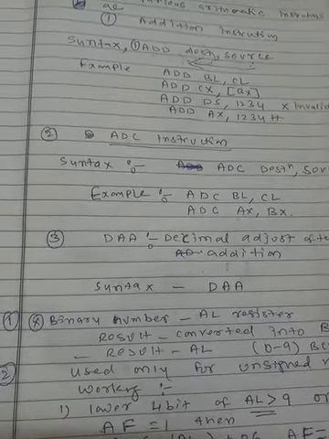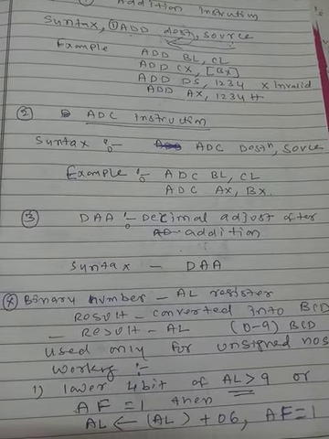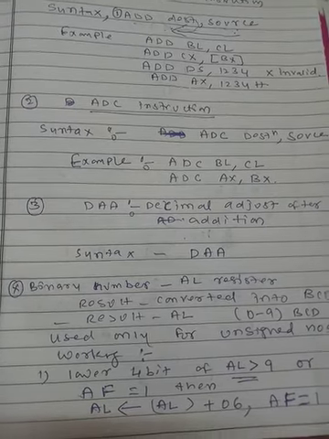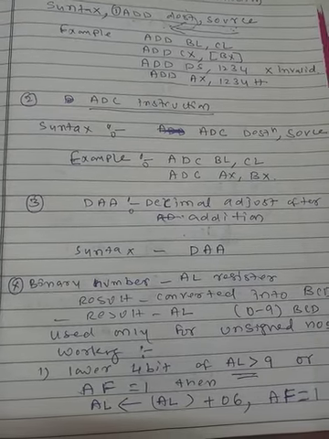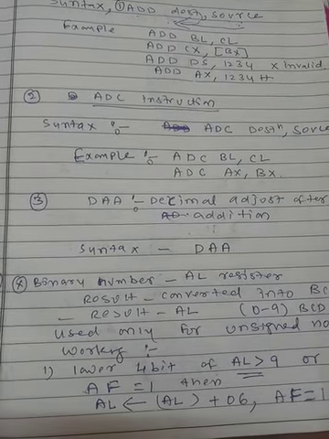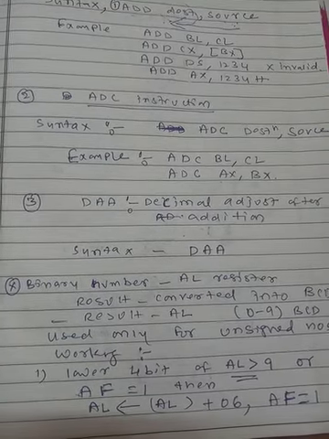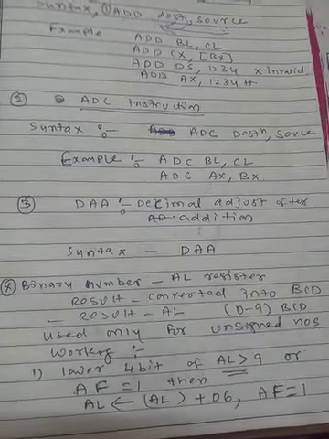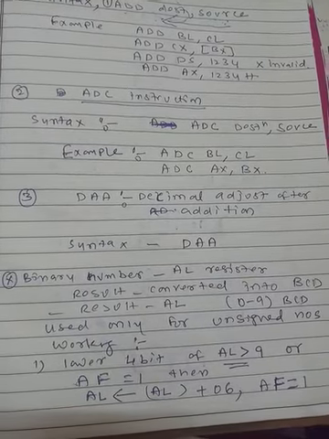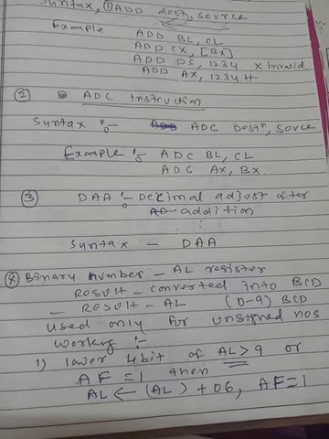Next let us see the ADC instruction. The syntax is ADC destination comma source. ADC is add with carry. The content of CL is added with the content of BL with carry. So that is the meaning of the ADC instruction. There are two examples here, you can see ADC AX comma BX. So the content of BX is added with the content of AX with carry. C is nothing but the carry.